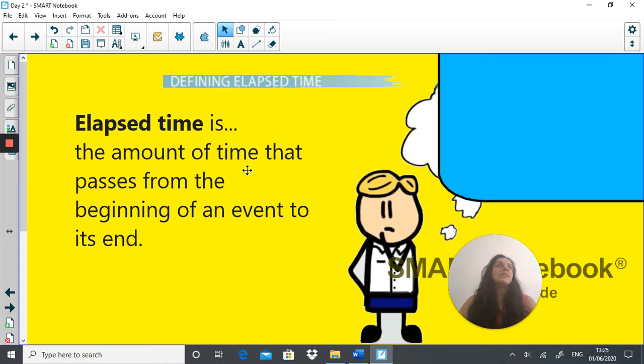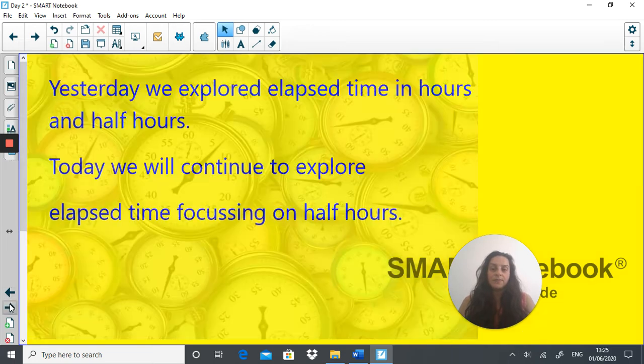So yesterday I gave the example of break time. The time that elapses during break time is the start of break at 10:40 to the end of break at 10:55 as an example. Good. Yesterday we explored elapsed time in hours and half an hours, and today you'll continue to look at half an hour. Yesterday we were looking at from 4 o'clock to 4:30, or from 4 o'clock to 5 o'clock, or 4 o'clock to 11 o'clock. But this time we're looking at half an hours, but they're a bit more complicated. So they'll start at either 4:30 or at an o'clock time.